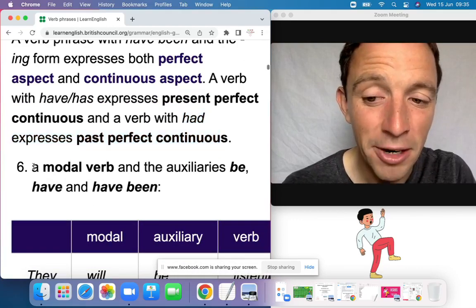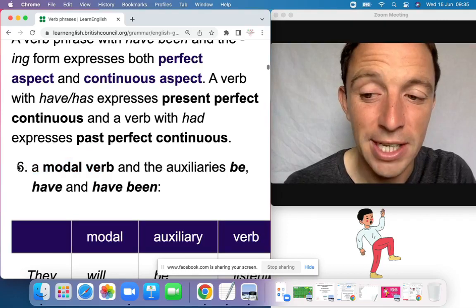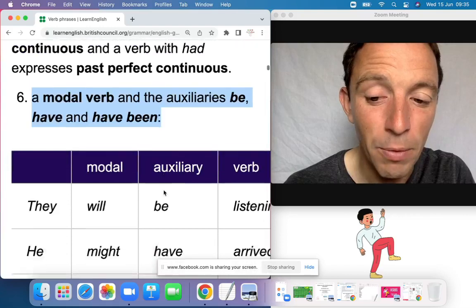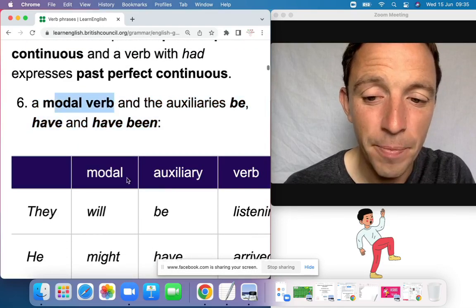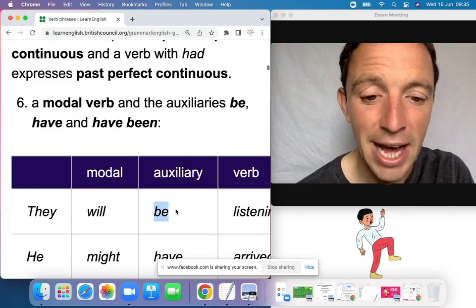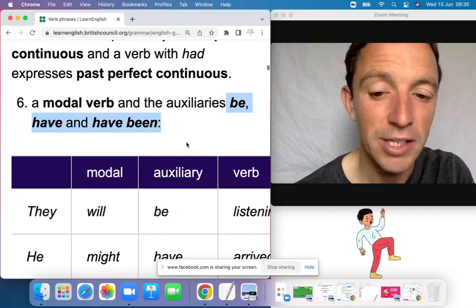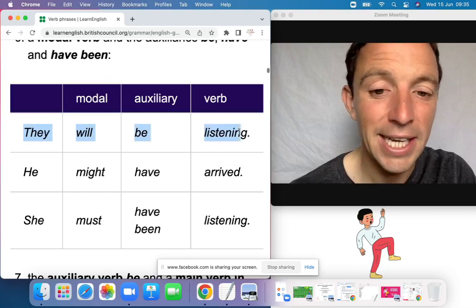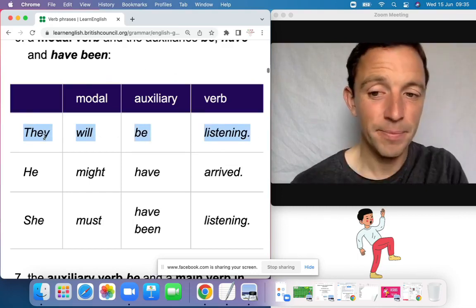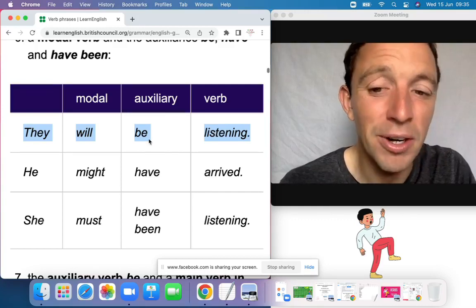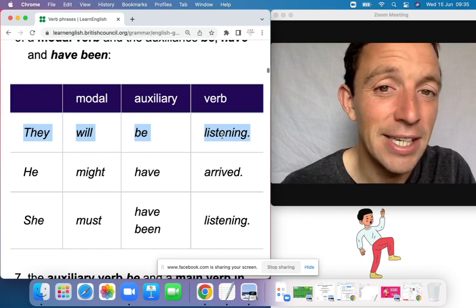Number 6, a modal verb and the auxiliaries be, have, and have been. This is verb structure number 6. It's possible to have lots of different structures of verbs. So again, a modal verb, for example, will, and the auxiliary be, have, and have been. The three possible auxiliaries. Let's look at the table. They will be listening. They is the subject, will is the modal, be is the auxiliary, and listen is the main verb.